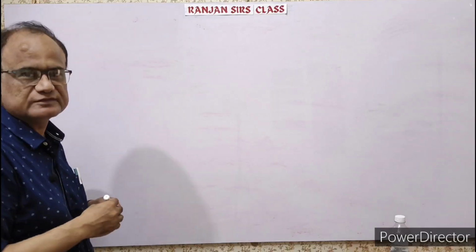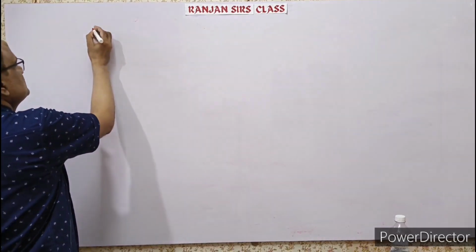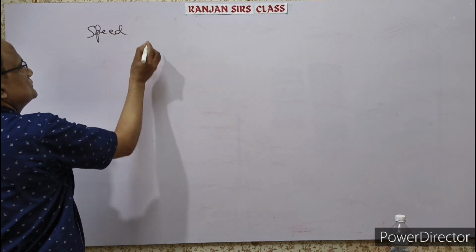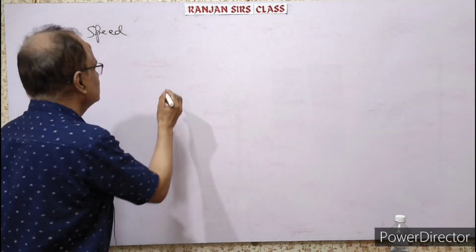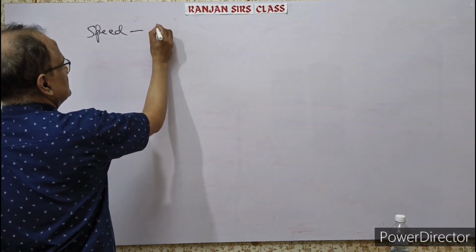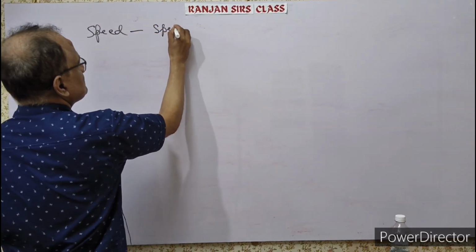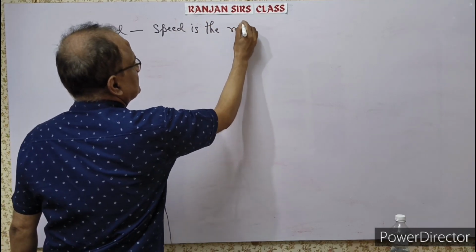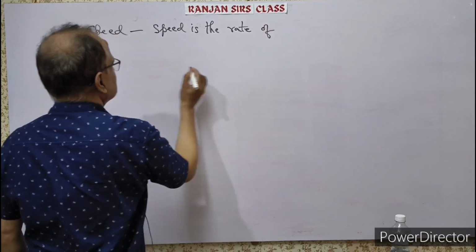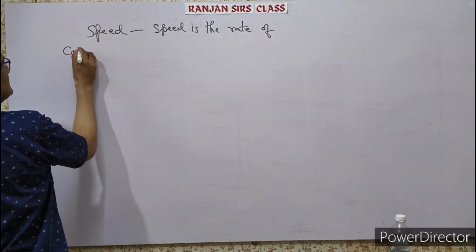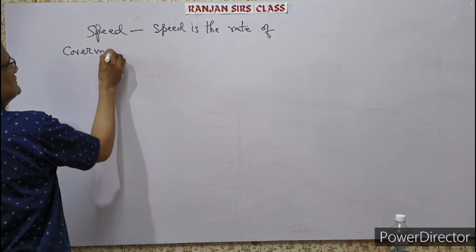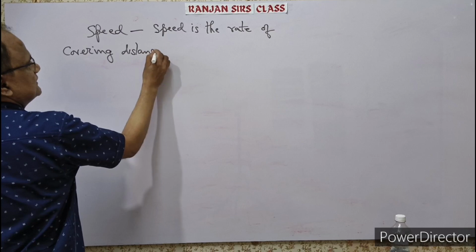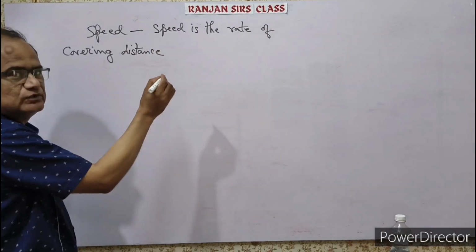We will be studying two physical quantities, that is speed and velocity. First of all, let us write down speed. What is speed? Speed is the rate of covering distance. That means, or you can say, covering distance in unit time.